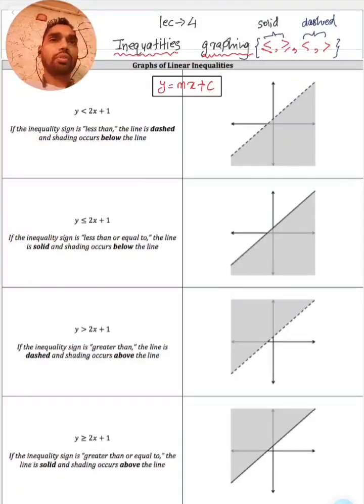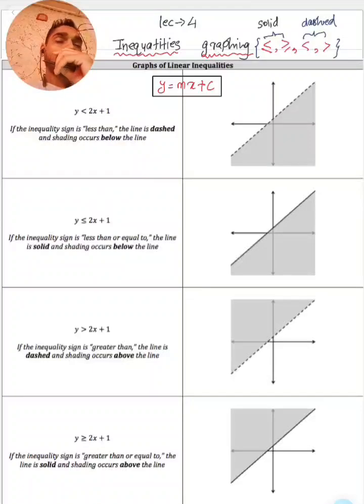So the expression is given: y less than 2x plus 1. The important point to remember is that whenever there is only less than or greater than, you have to use a dashed line to make the straight line. Whenever there is a sign like less than or equal to, or greater than or equal to, then you have to use a solid line. To graph this equation, I am going to use a dashed line. And what is the meaning of less than? Less than means below, or we can say a lesser value. I will discuss it here.